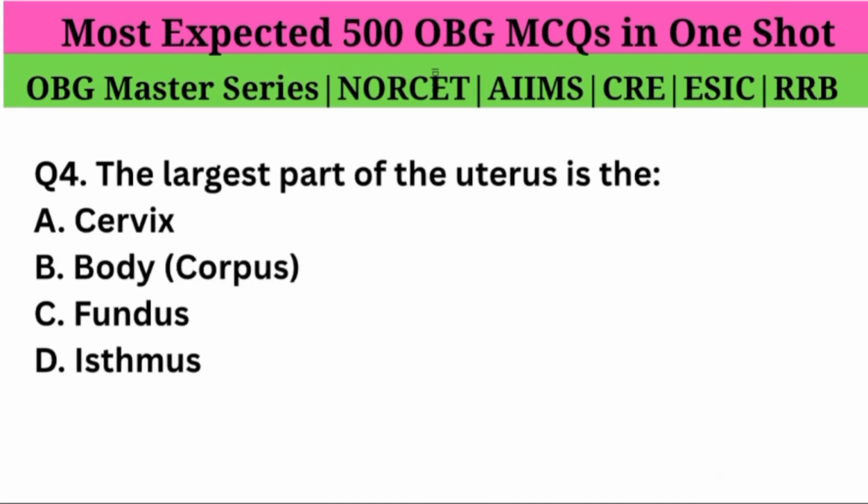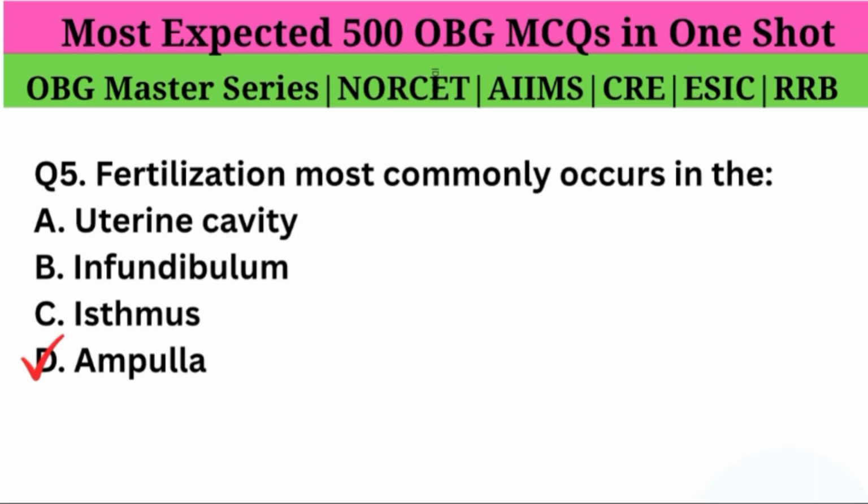Question number 4. The largest part of the uterus is? Your correct option is option B, body or corpus. Question number 5. Fertilization most commonly occurs in the? The answer is ampulla.